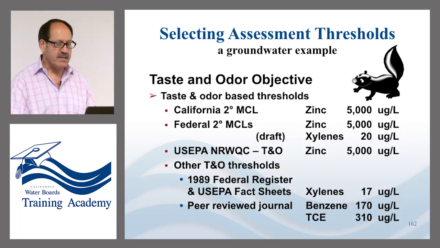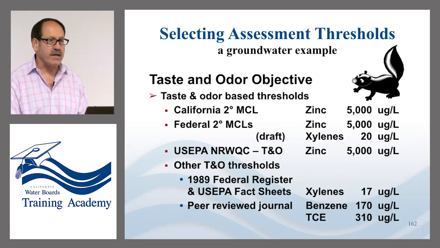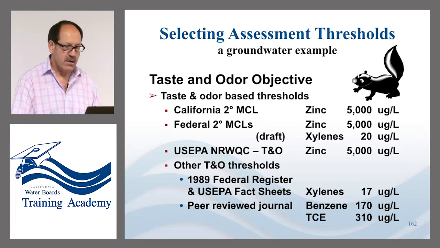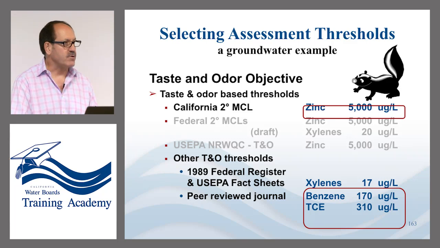And then in a 1989 Federal Register and US EPA drinking water fact sheets, they published peer-reviewed literature values for taste and odor thresholds for xylene at 17. There's also peer-reviewed journal articles that cite odor thresholds in water for benzene and TCE. These are the numbers that we're going to use based on the algorithm.